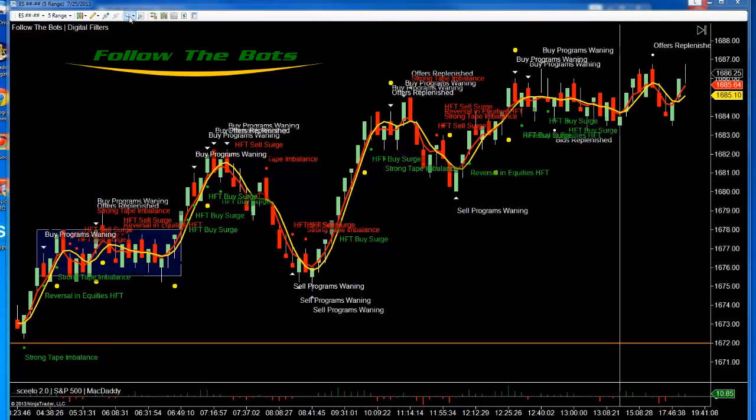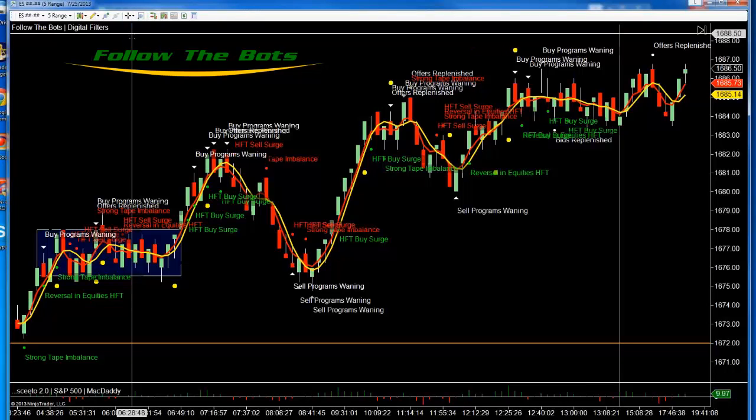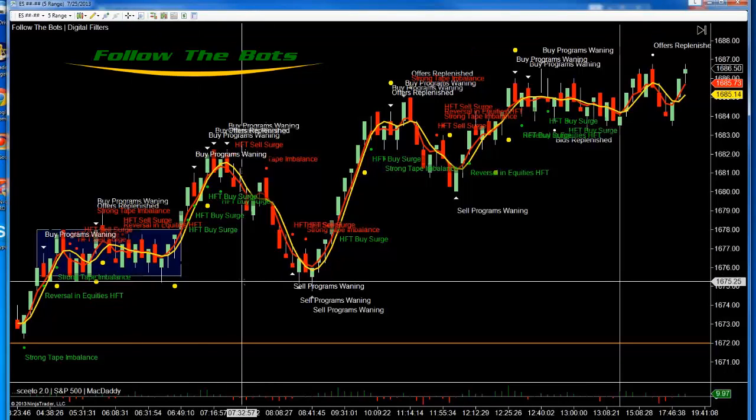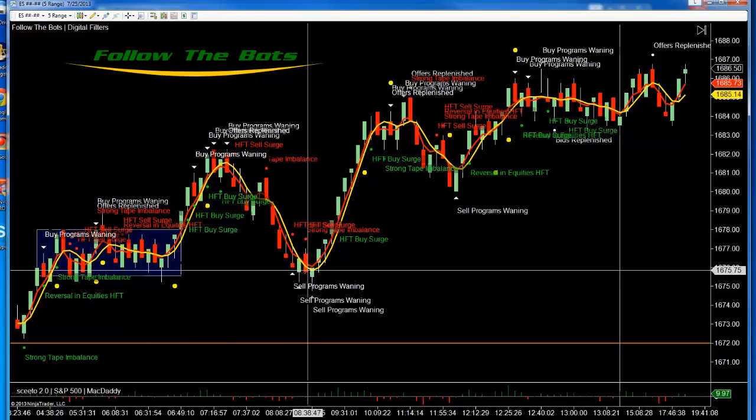Next thing you see a little further up is a high frequency trading buy surge. So if you're saying I want to either catch the low, the retracement, or you want to jump in after the fact, you've got hints that you're pretty safe either way. So you see the sell programs waning here if you wanted to enter on a limit order.